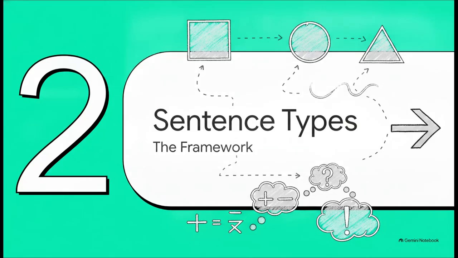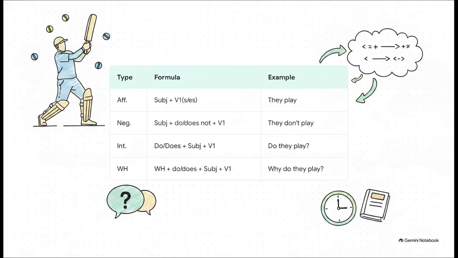All right, let's jump into Section 2, the 4 sentence types, the framework. Believe it or not, these grammar formulas are incredibly simple. It's almost like an elegant math equation. First up, the affirmative. That's your subject plus the base verb, or V1, plus the object, like they play. Next, the negative. Here we introduce a helping verb, making it they do not play.